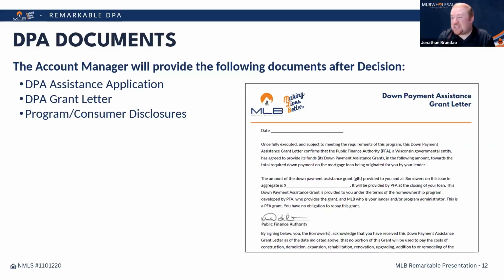And then the program/consumer disclosures, which break down that they understand they're using a DPA as part of their FHA loan. They understand that using a DPA comes with a higher rate compared to a regular FHA loan, and they're also told it is a forgivable grant. They're not expected to pay money back. So it's just those 3 additional documents. Otherwise, you provide all the same things you're used to on a regular FHA purchase, without any other headaches or hoops to jump through.